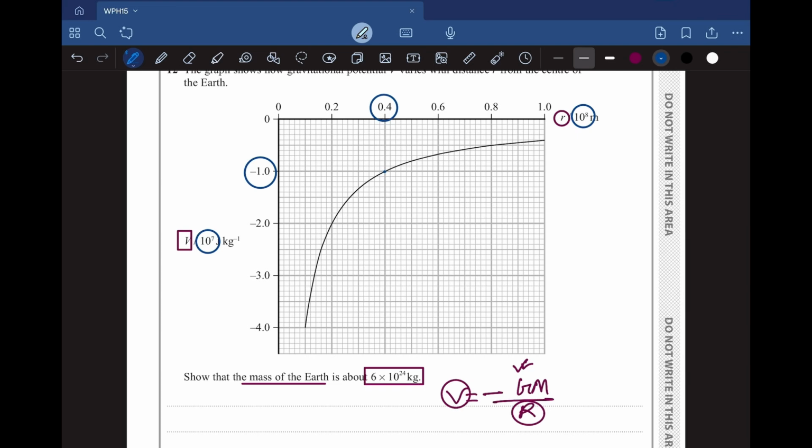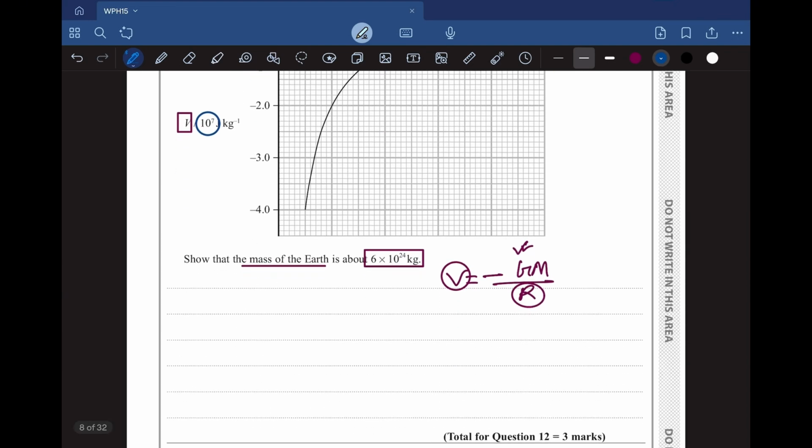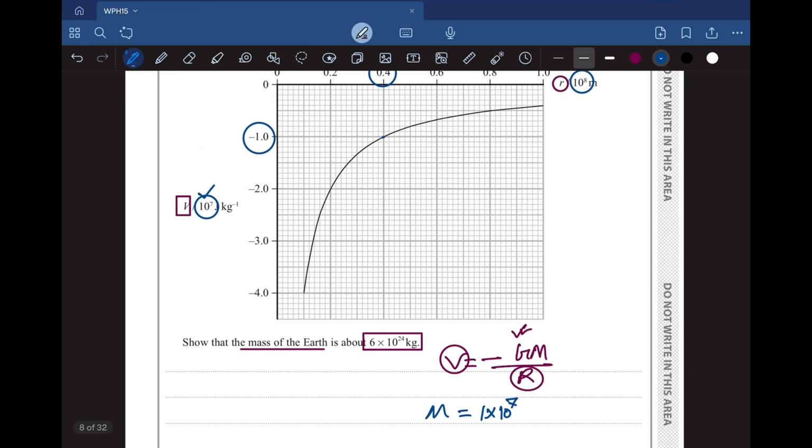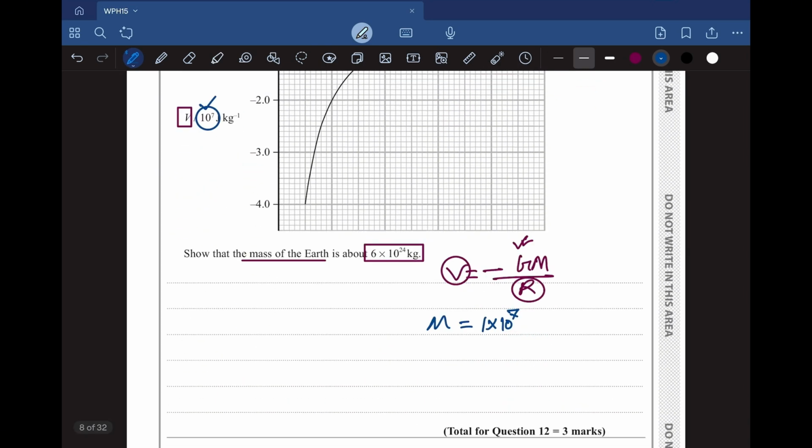Never ever forget to look at these extra powers. Okay, so if we make m the subject, m is equal to V into r divided by G, so it will be 1 into 10 to the power 7 multiplied by 0.4 into 10 to the power 8, divided by G, which is 6.67 into 10 to the power minus 11, given at the back of your paper.